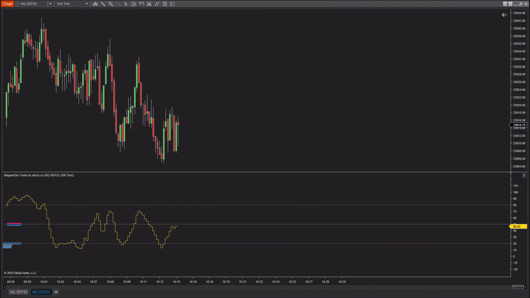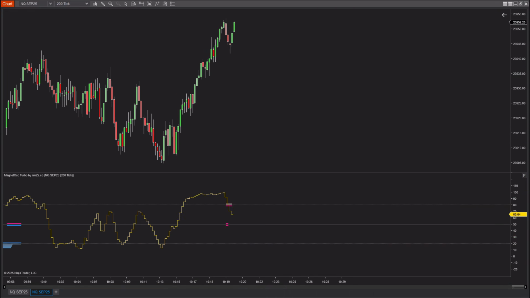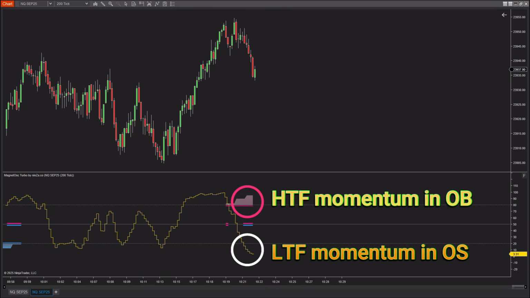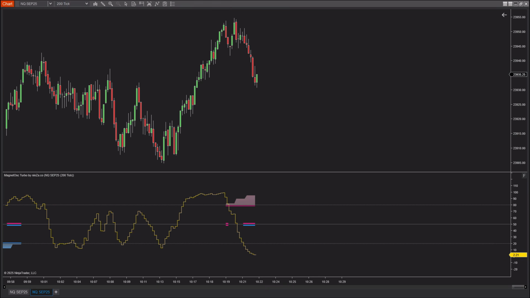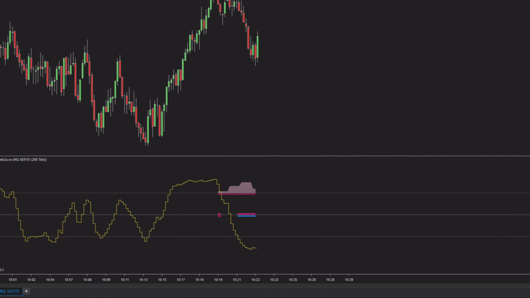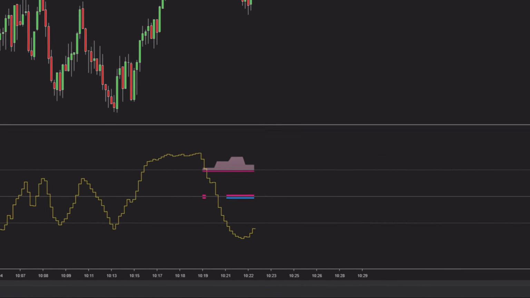Next, let's move on to the pull signal. In this example, when the lower time frame enters the oversold zone, while the higher time frame is moving into the overbought zone, the indicator begins to look for a buy signal. Why is that? As we know, when momentum reaches the overbought zone, the price doesn't always drop right away.